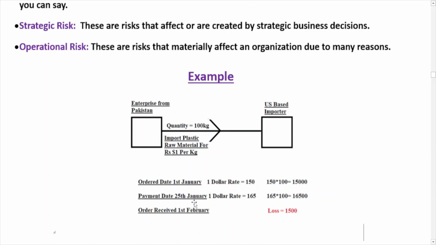And when we make payments, basically the rate of dollar is 165, and 100 is our kg. So 165 multiplied by 100, we will end up with 16,500. So we will have a loss of 1,500.